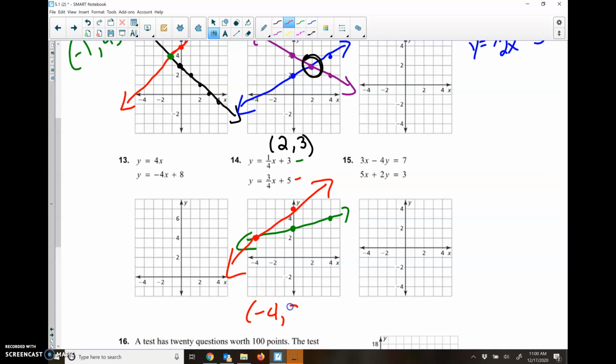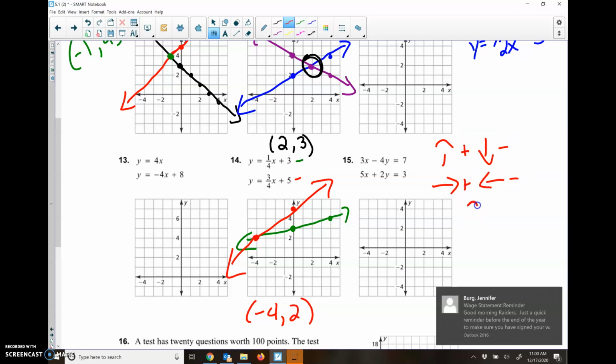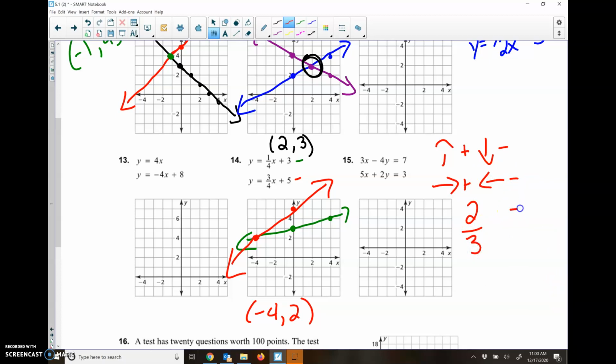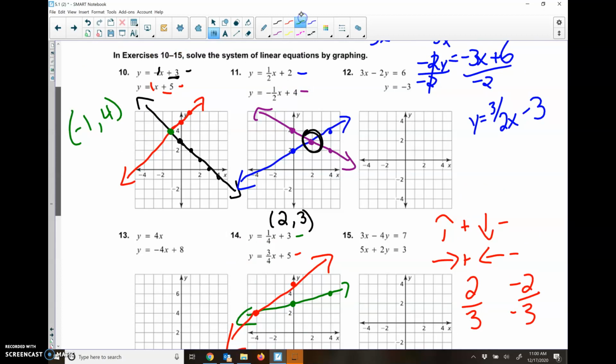So remember, if there's ever a graph that you can't go up and right, remember down and left are the same thing. So up is positive, down is negative, right is positive, left is negative. So something like 2 over 3 is the same as -2 over -3, because the two negatives will end up canceling out.